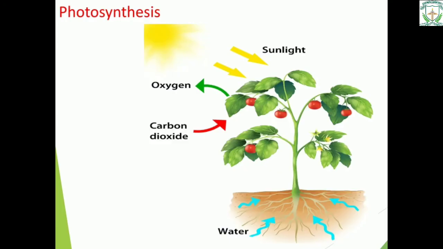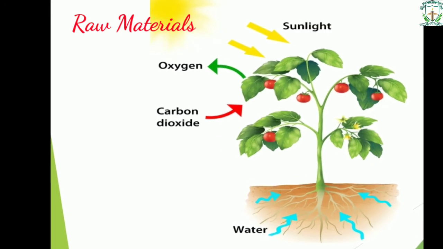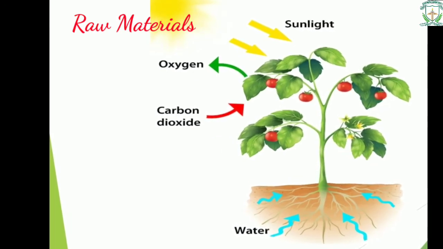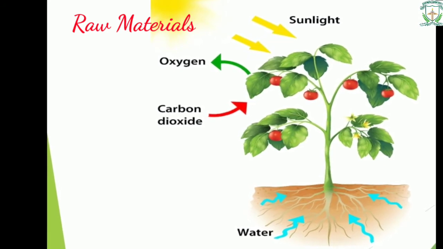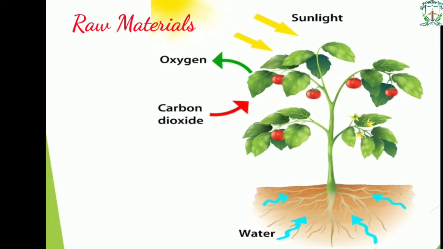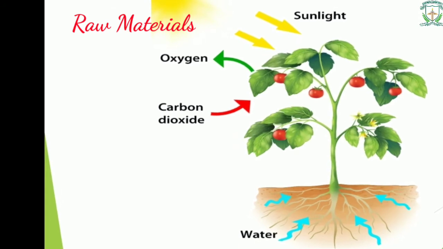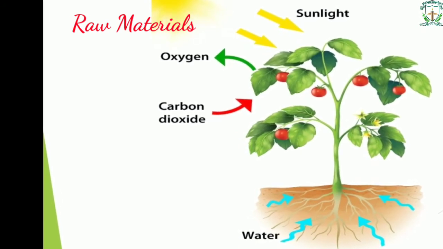Then what are the raw materials which are required for photosynthesis? Carbon dioxide and water are the raw materials for photosynthesis. And it also needs necessary conditions. That means it needs sunlight and also chlorophyll.